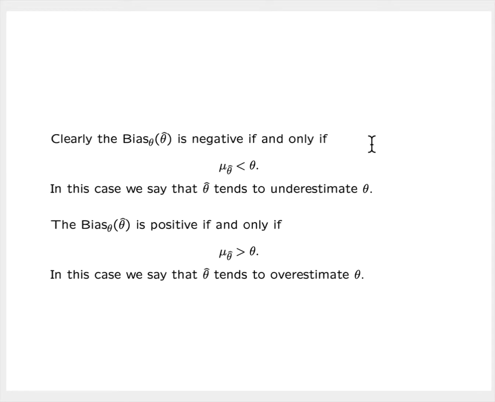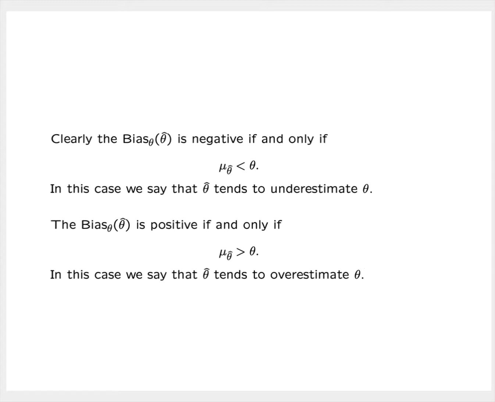Now clearly, the bias of theta hat as an estimator of theta is negative if and only if the mean of the sampling distribution of theta hat is strictly less than theta. In that case, we say that theta hat tends to underestimate theta. On the other hand, the bias of theta hat as an estimator of theta is positive if and only if the mean of the sampling distribution of theta hat is strictly greater than theta. And in that case, we say that theta hat tends to overestimate theta.